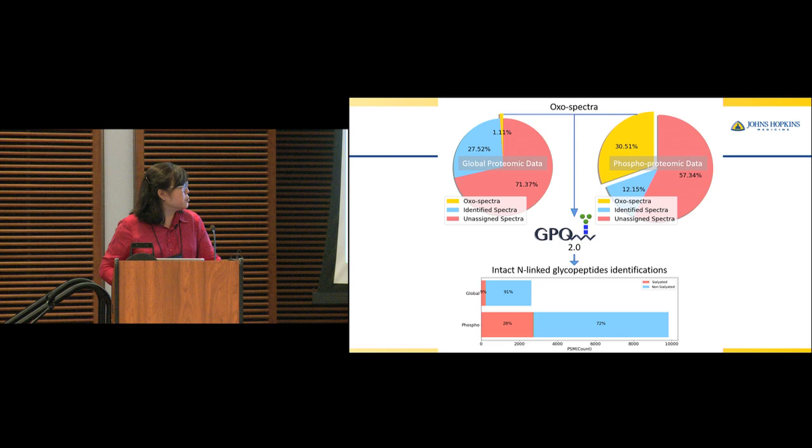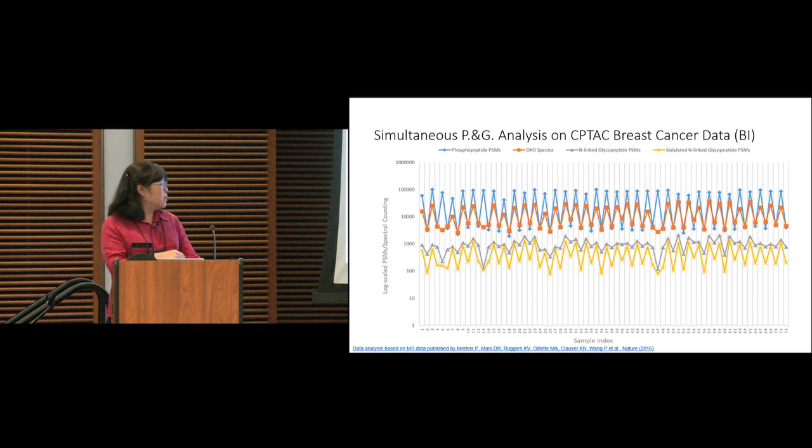So from this, we went back to investigate the paper published in Nature from the CPTAC breast cancer tumor proteomics study. We can see that each of these is a fraction from multiple samples. Each sample is one sample with different fractions, and each fraction contained the phosphopeptide and the global peptide.